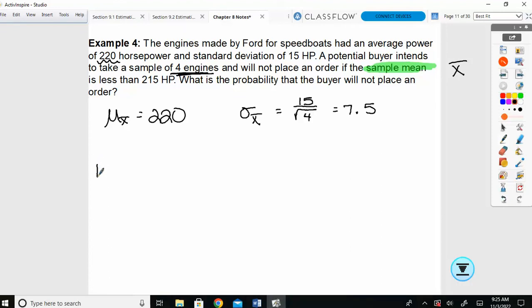So now I want to know the probability the buyer will not place the order. Okay, they will not place it if the sample mean, so if X bar is less than 215. So I just need to find the probability X bar is less than 215. So what do we do first? Have to get a Z. So that's our X minus the mean divided by standard deviation. Again, since this is X bar, you have to do the mean and standard deviation for X bar.